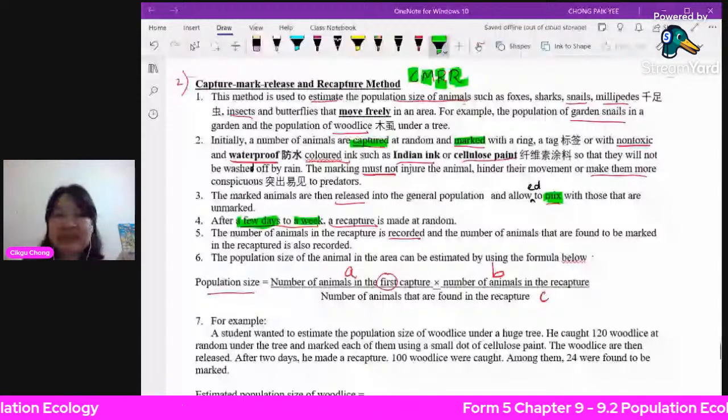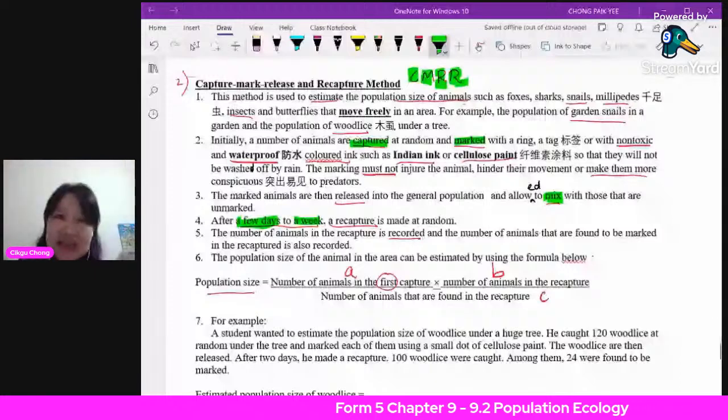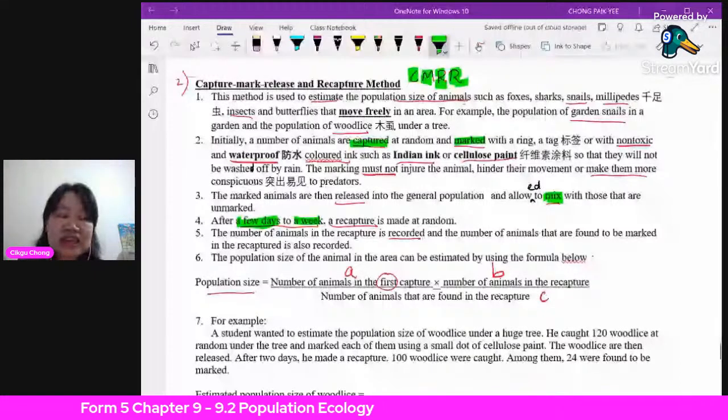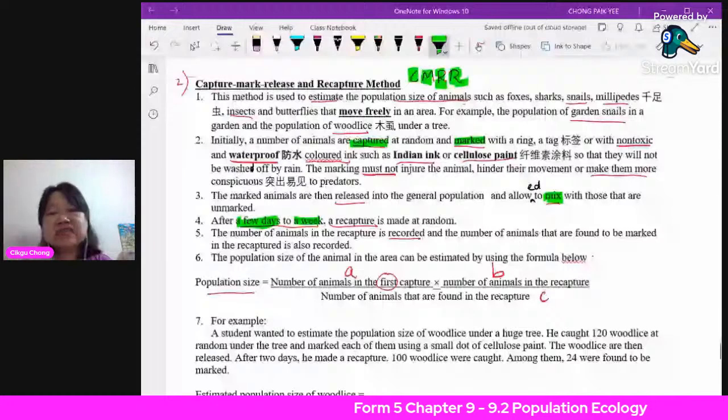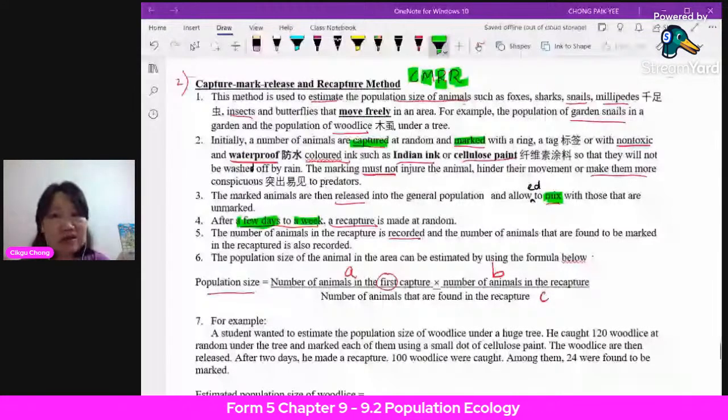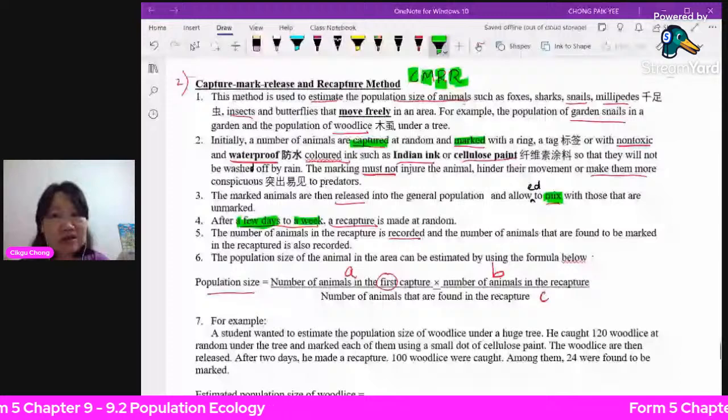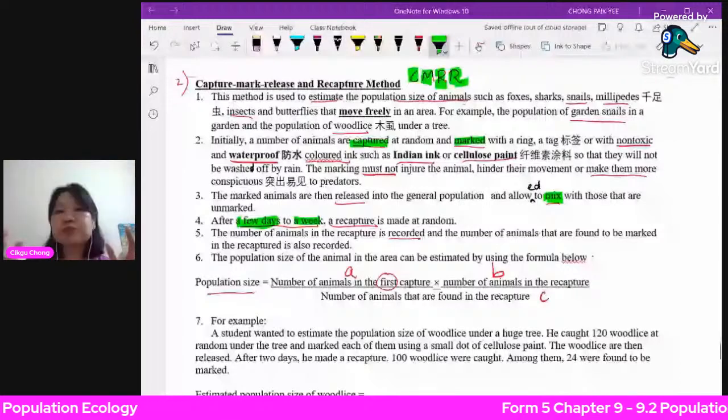So in your second capture you will also see the same animal with a mark. That means second time captured. They are so unlucky, they got captured 2 times. And then of course, there are also some which were not captured the first time, so they have no mark. So there will be marked and unmarked animals in the second capture. Okay, so now you are ready to put your figures into the formula.